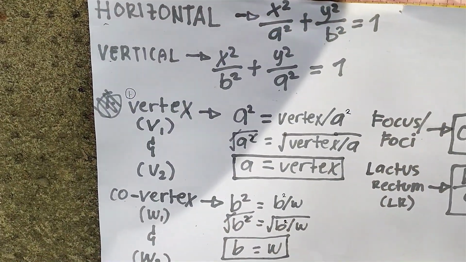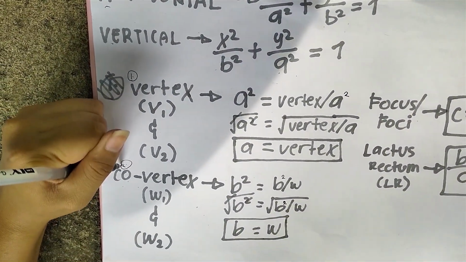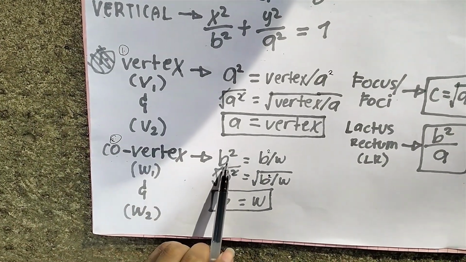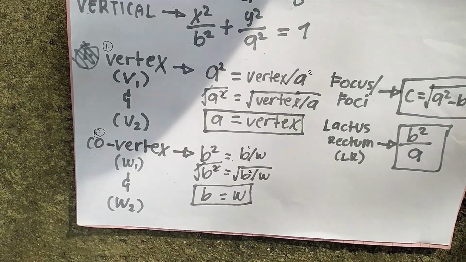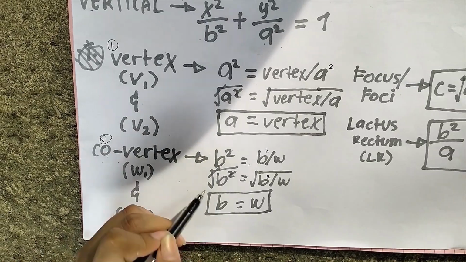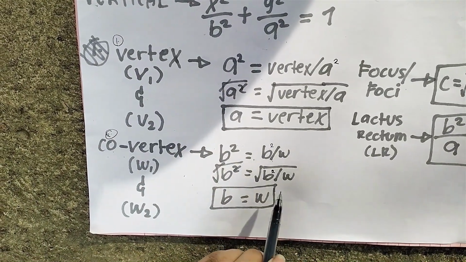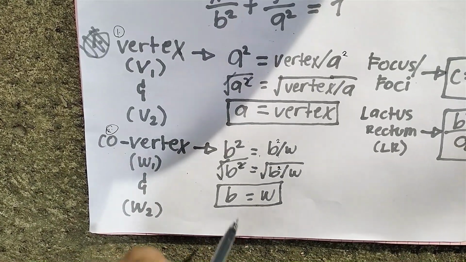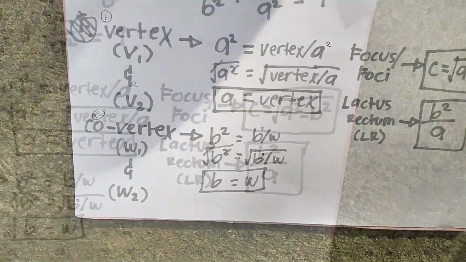The same thing goes in solving for the co-vertex. That is our second step. The equation for that is equating b squared to the given value of b squared. Same thing with what you did to the vertex, you're gonna do it to the co-vertex. Simply take the square root of b squared equals the square root of the value given for b squared. Now cancel out the square root and the exponent 2. b is equal to the value of your co-vertex.